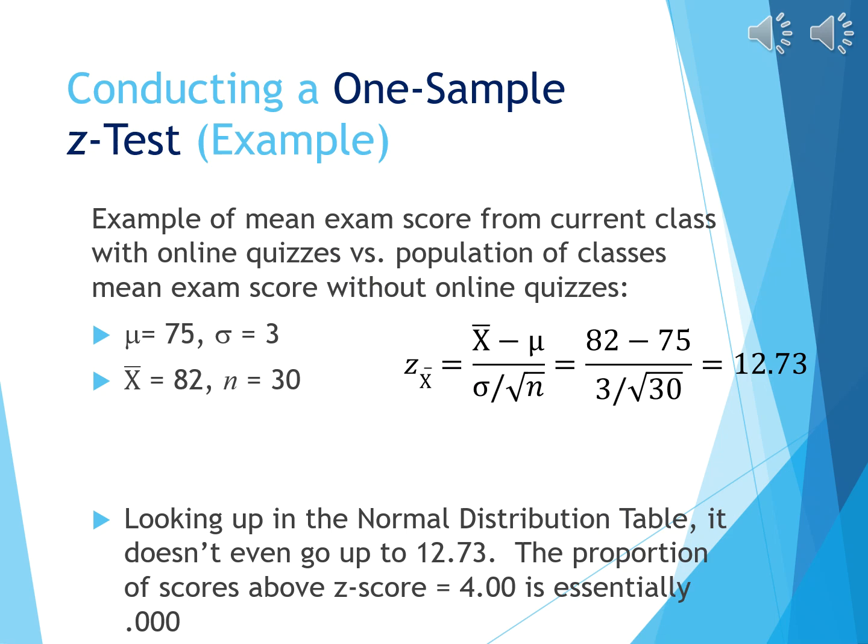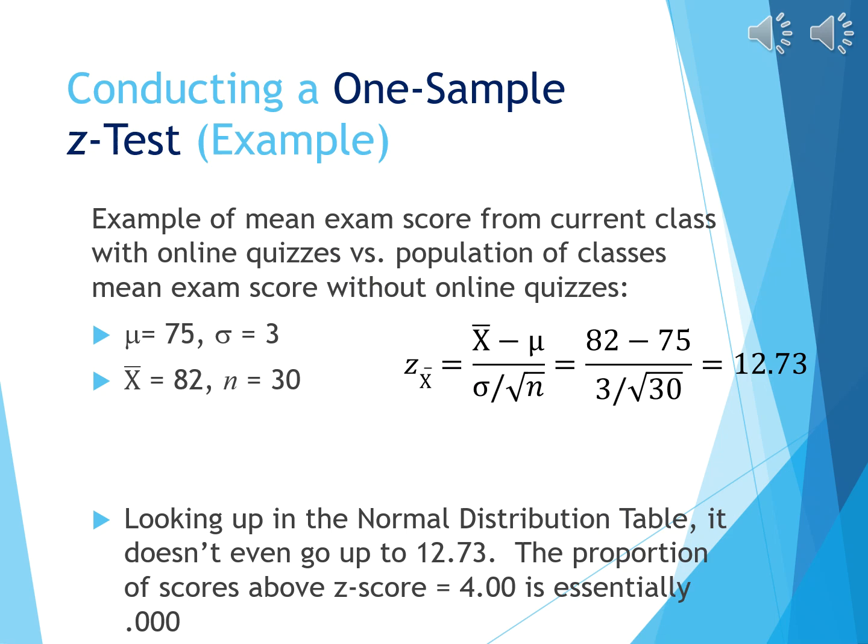And then we could do one of two things. On a z-table, you could try to look up, well, what's the probability, what's the p-value of seeing such an extreme z-score of 12.73? The table doesn't even go up that high. So there's essentially zero chance that you would see this. That means it's significant because the p-value is going to be less than 0.05.